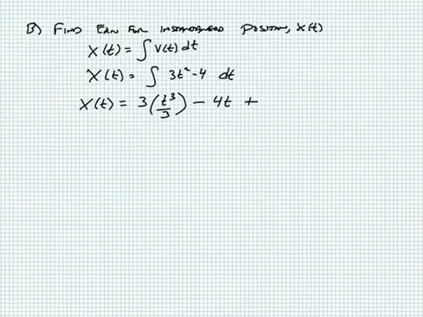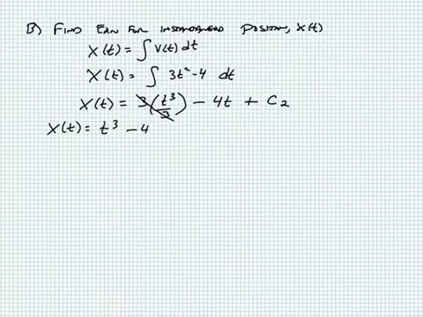The integral of minus 4 dt is minus 4t, plus my constant of integration c2. And over here, the 3's cancel. So I get my position as a function of time is going to be equal to t cubed minus 4t plus c2.